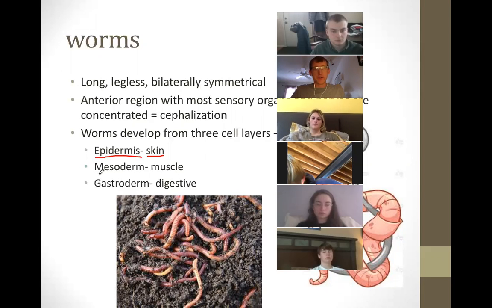Then they have a mesoderm. You guys have actually already heard the words mesoglia and mesoderm. And so these are both, or no, I'm sorry, I misspoke. You've heard mesoglia and you've heard mesenchyme. Okay, so MES means middle. So whenever you see that, we're talking about a middle layer. So they have a middle layer of muscle, right, which is how the worms are going to move.